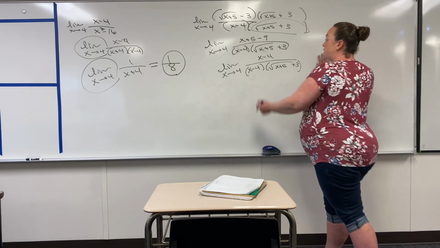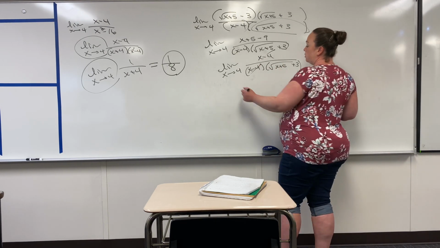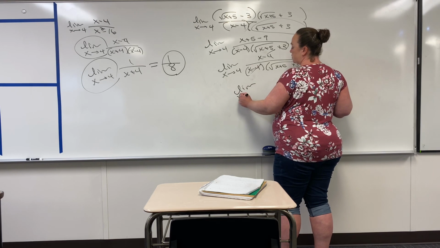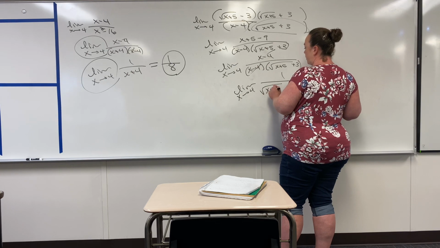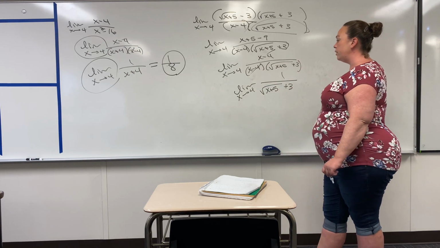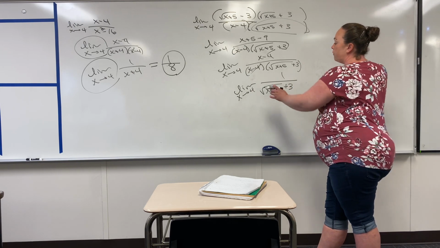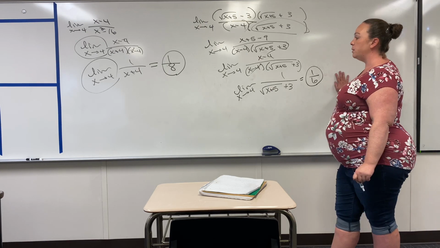So now you have this repeated factor, which was your problem spot, which you're now able to get rid of, which is super. So now you're looking at the limit as x approaches 4 of 1 over the square root of x plus 5 plus 3. And this you can plug 4 into. So if you plug 4 in, then you just have 1 over 6, which would be your answer.